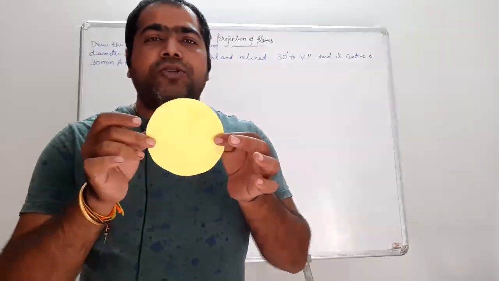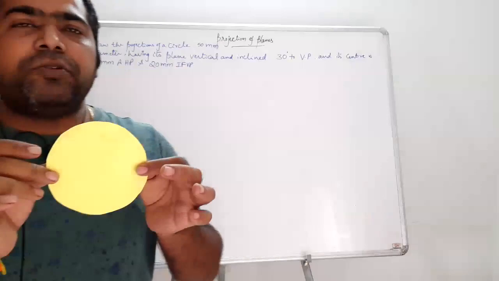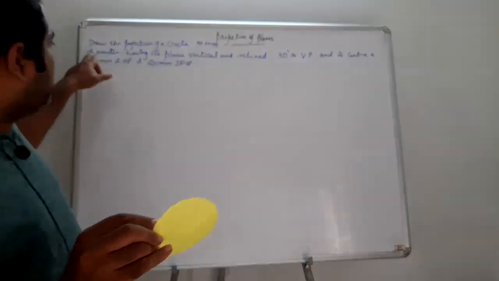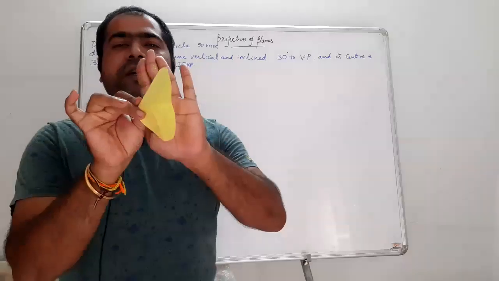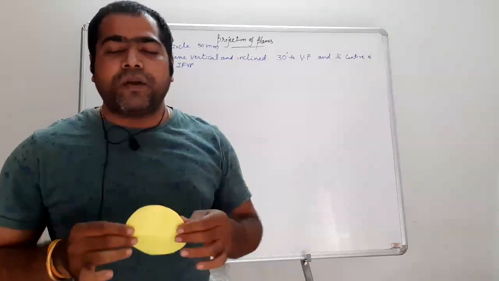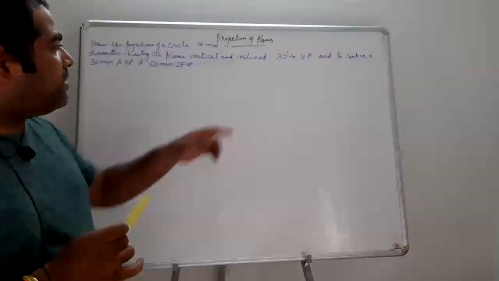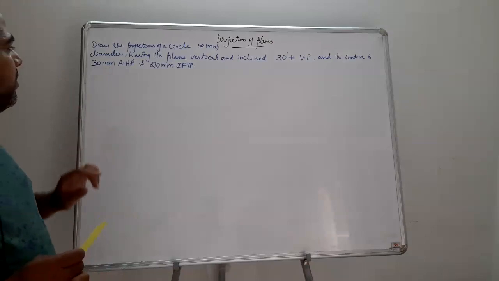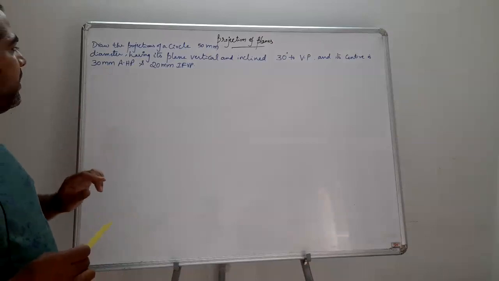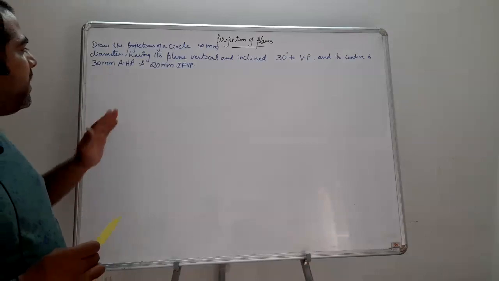So where is it going to be positioned? Let us see. Draw the projections of a circle of 50 mm diameter having its plane vertical. The plane is vertical and inclined, let us say the inclination with VP is going to be 30 degrees, VP inclination. Okay, so the VP inclination is 30 degrees and its center is 30 mm above HP and 20 mm in front of VP.